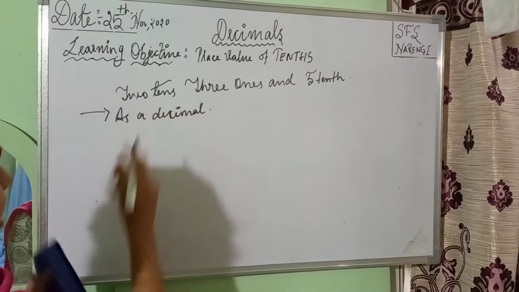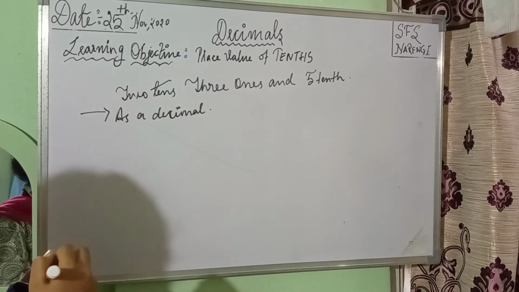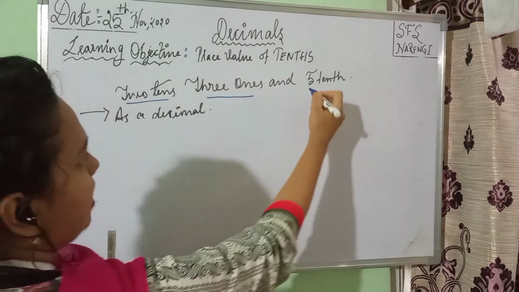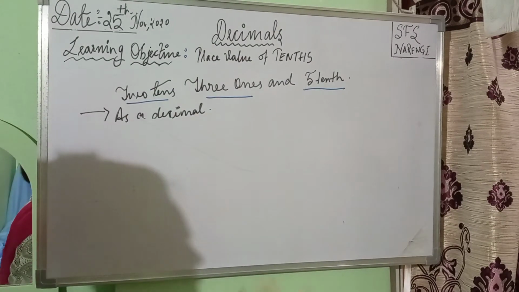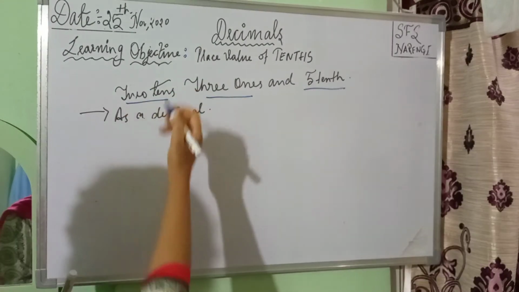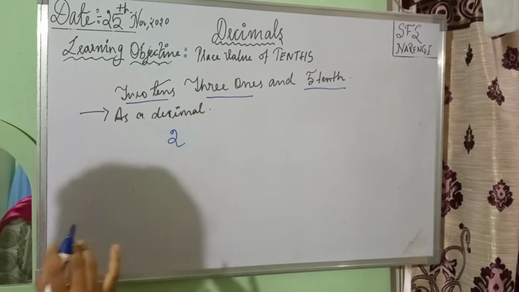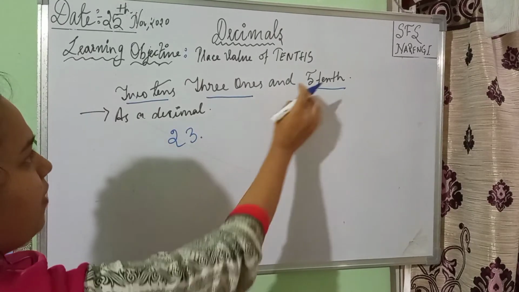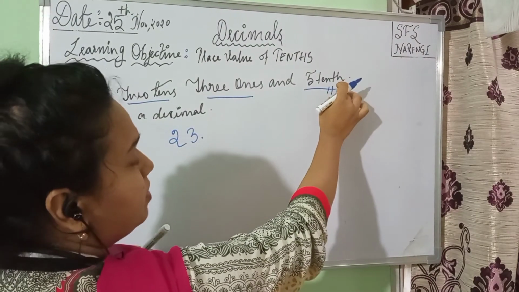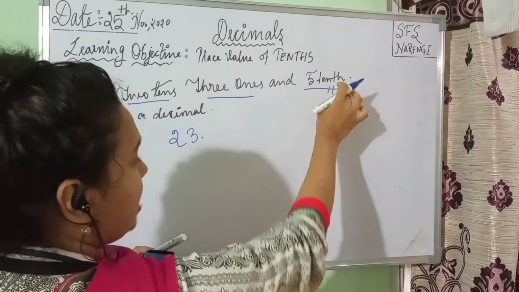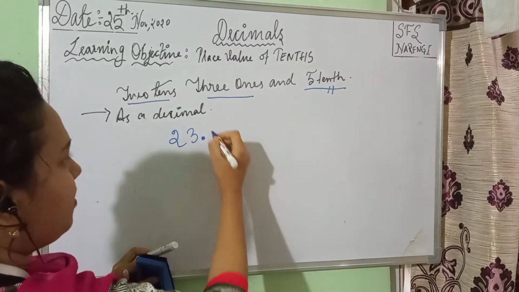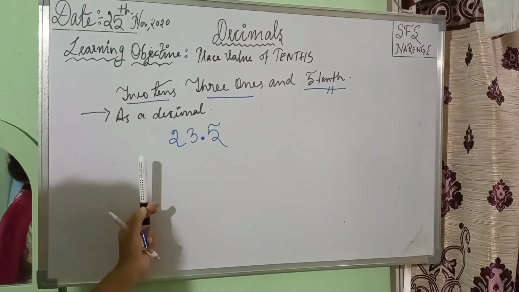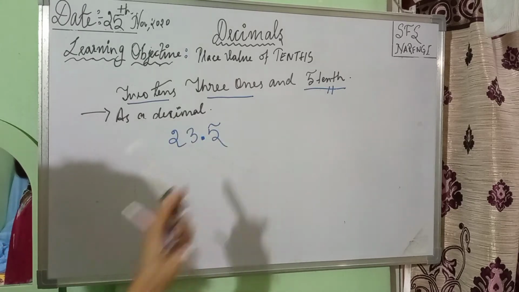So how many digits do we have? We have 2 tens, 3 ones, 5 tenths, so there are 3 digits, right? In 2 tens I can write 2, in the ones place I have 3, and then 5 tenth. See children, this is the new term, tenth. Since I have 5 tenth, I will place my decimal point and then write 5. So the decimal number that I want is 23.5.